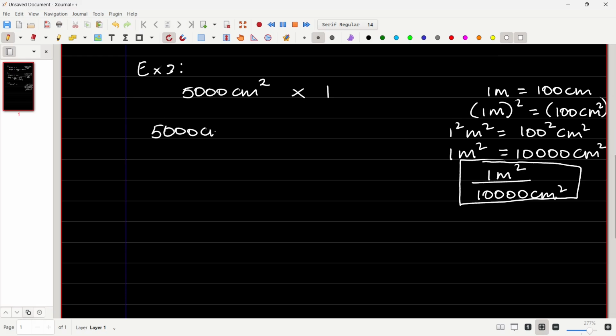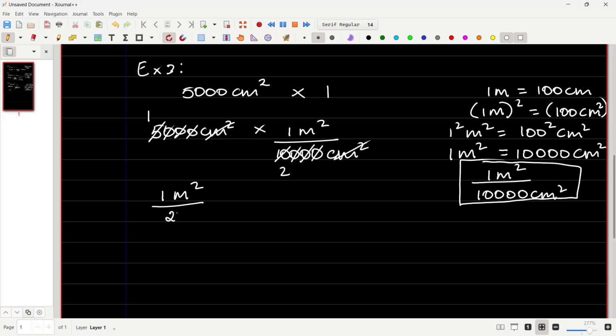5,000 cm squared times 1 meter squared over 10,000 cm squared. This will cancel with this. 1, 2, 3 zeros cancels with 1, 2, 3 zeros. 5 into 5, 1. 5 into 10, 2. And then I work that out. 1 m squared over 2, or a half meter squared, or 0.5 meter squared.